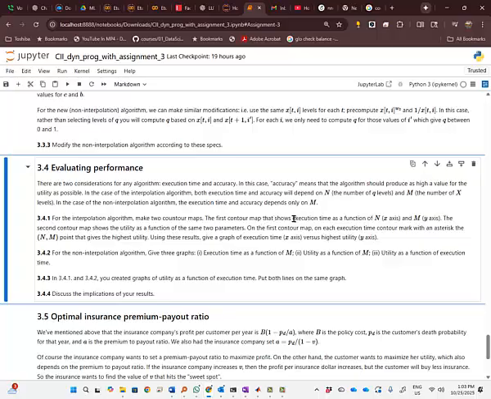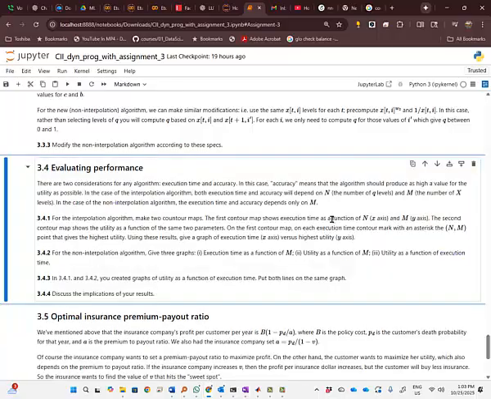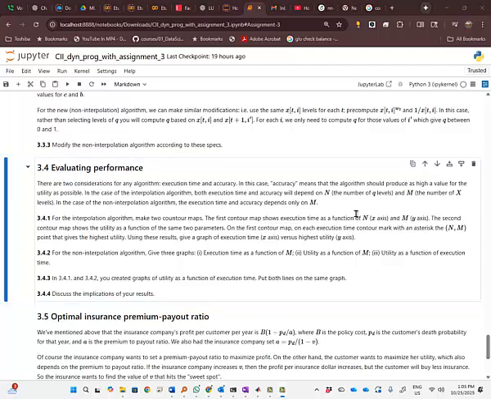The first contour map shows execution time as a function of n on the x-axis and m on the y-axis. The second contour map shows utility as a function of the same two parameters. So you're going to have n on the x-axis, m on the y-axis, and for each value of n and m, you'll get an execution time for the first contour map, and for the second contour map, you'll get a utility.